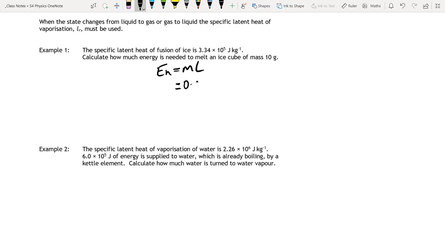So 0.01 kilograms times, well, luckily we're just given one latent heat of fusion. That's okay. We know we're using the fusion. Sometimes the question might give you more than one number and you've got to pick the correct one. But in this case, we're just using the one that's given to us. So 3.34 times 10 to the 5. And that should come to 3,340 joules.